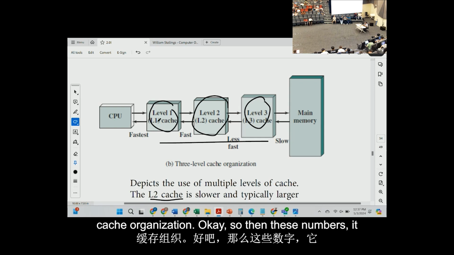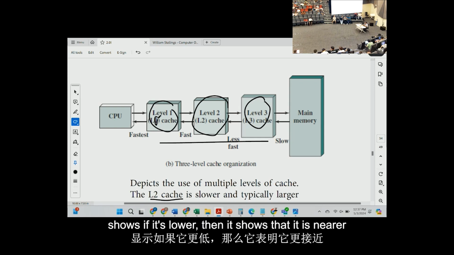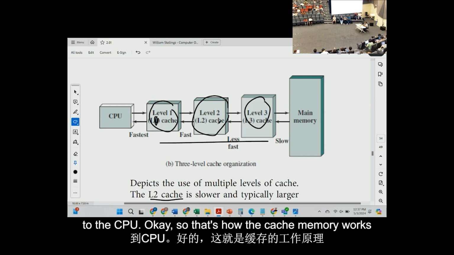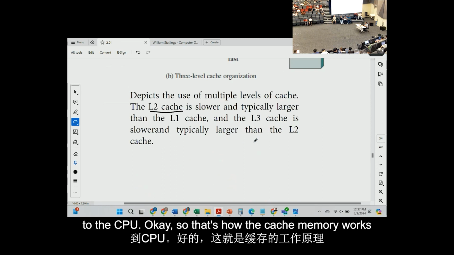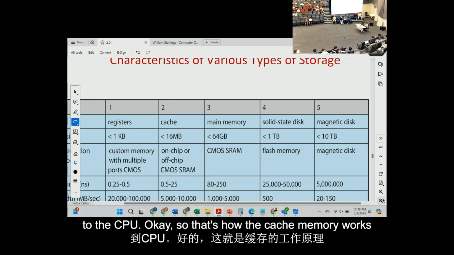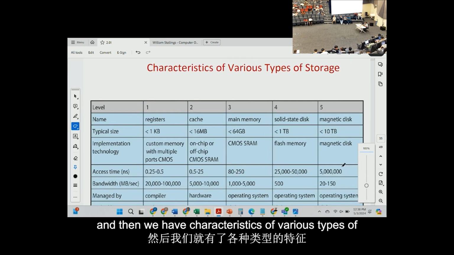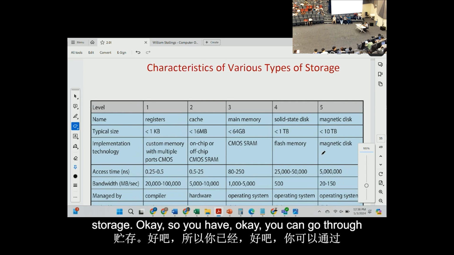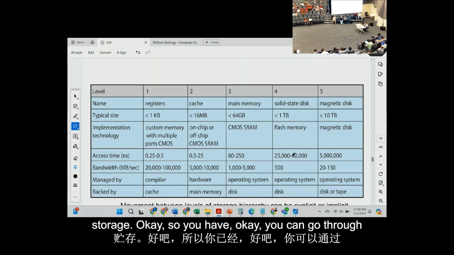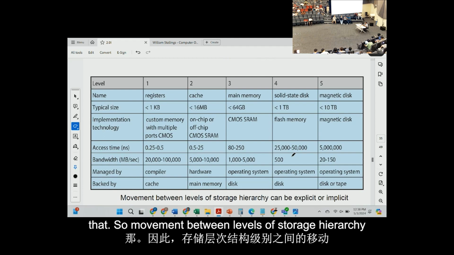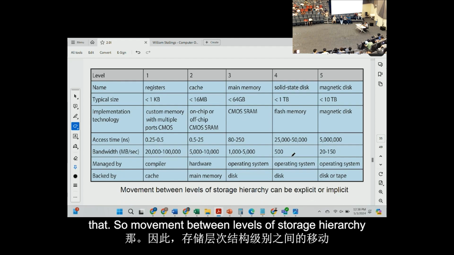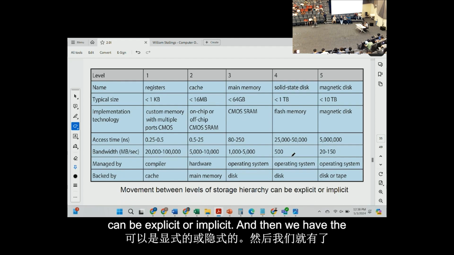Okay, so then these numbers show that if it's lower, then it is nearer to the CPU. So that's how the cache memory works. And then we have characteristics of various types of storage. Okay, you can go through that. So movement between levels of storage hierarchy can be explicit or implicit.